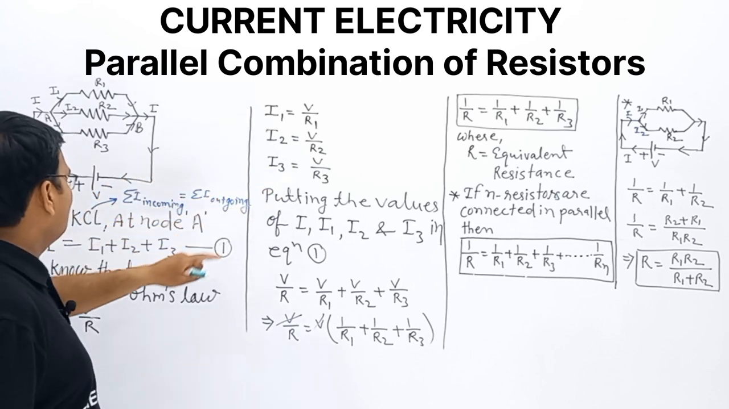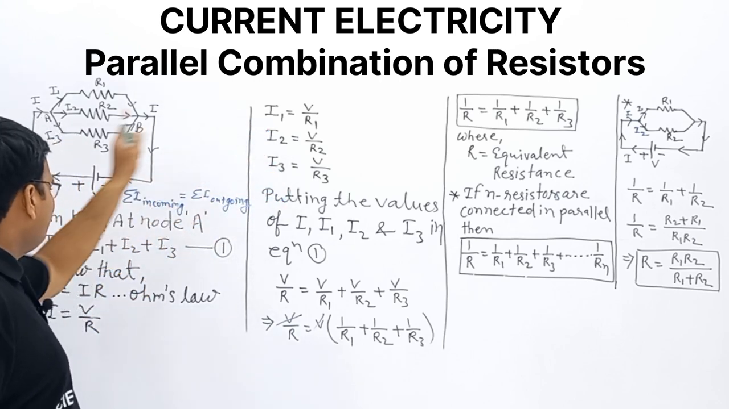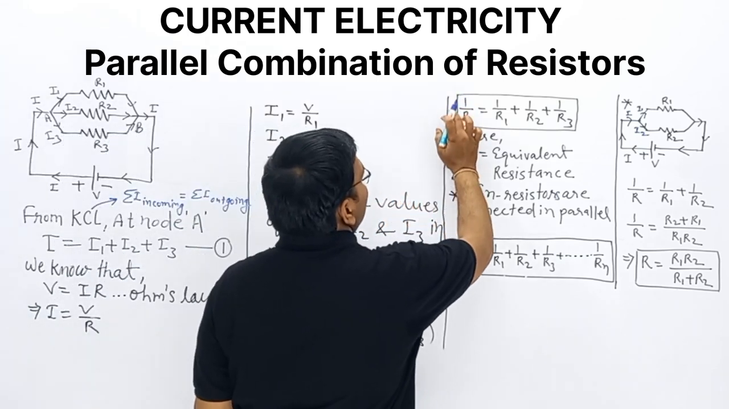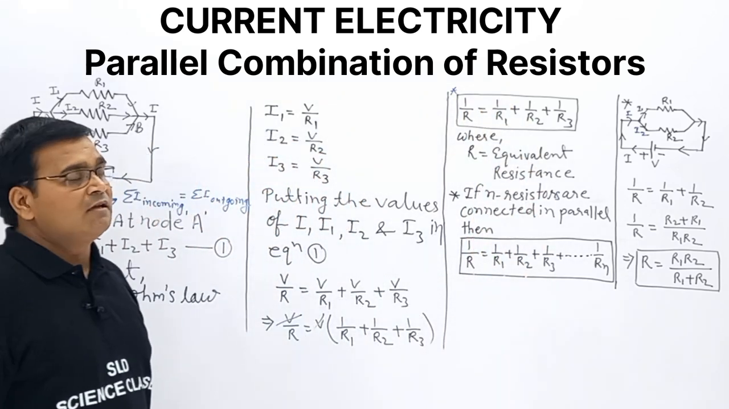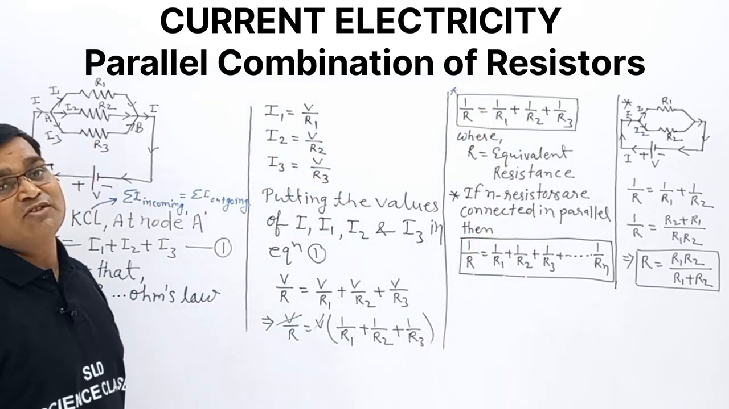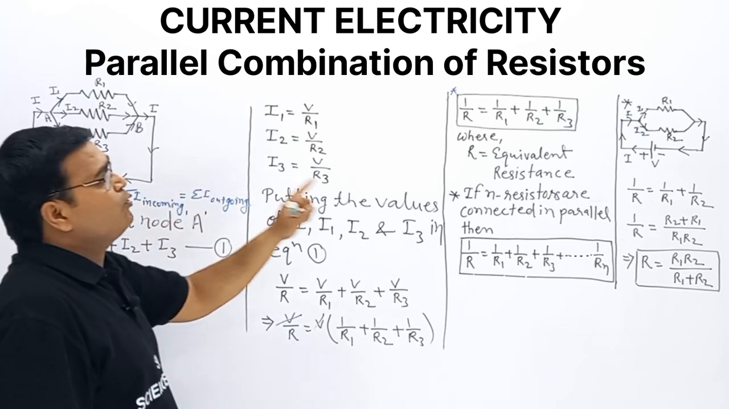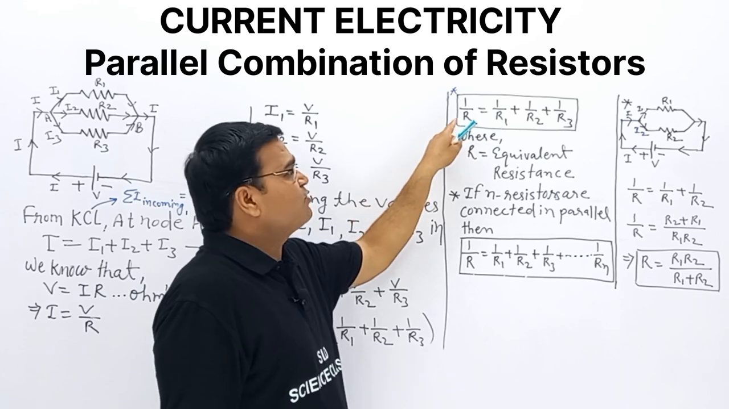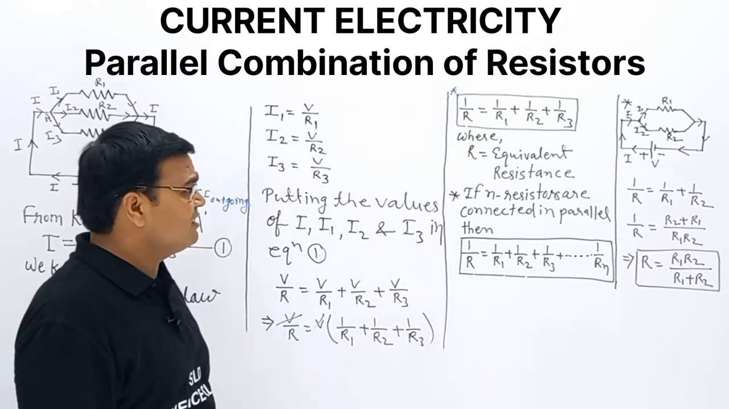Finally we apply this for I1, I2, I3 and get these values. We put these values in this equation and solve, then we get the equivalent resistance for the parallel circuit. Once three resistors are connected in parallel, what will be the equivalent resistance? This one: 1 upon R, where R is the equivalent resistance. Once we solve for R, we get the equivalent resistance.